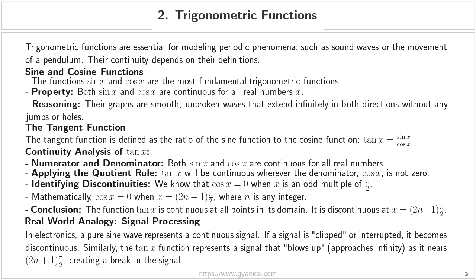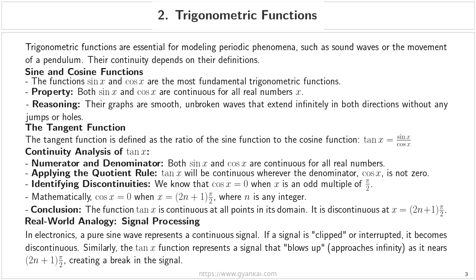To help you visualize this, let us use a real-world analogy from signal processing in electronics. In this field, a pure sine wave represents a perfectly continuous signal. However, if a signal is clipped or interrupted, it becomes discontinuous. Similarly, the tangent of x function represents a signal that blows up, meaning it approaches infinity, as it nears those points of (2n plus 1), multiplied by pi over 2, which creates a physical break in the signal.